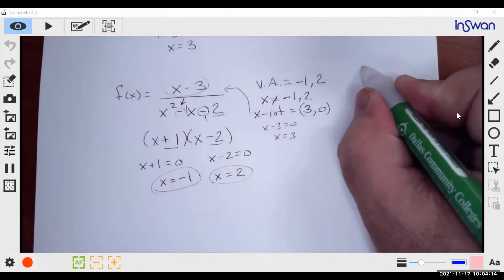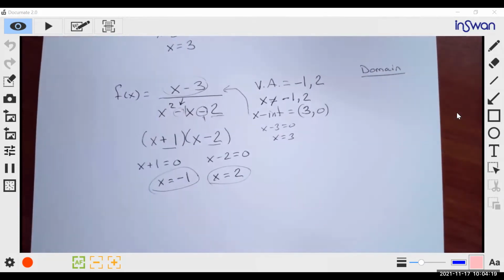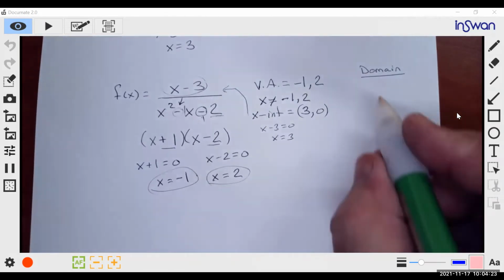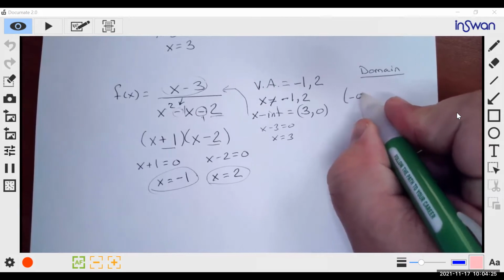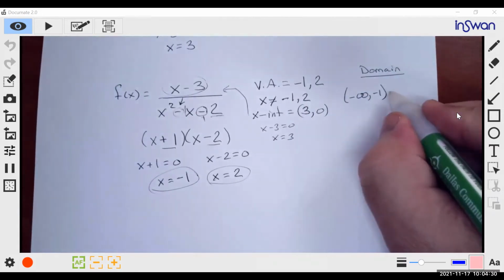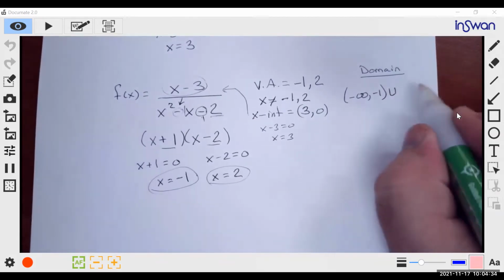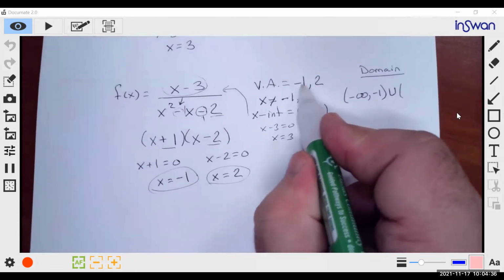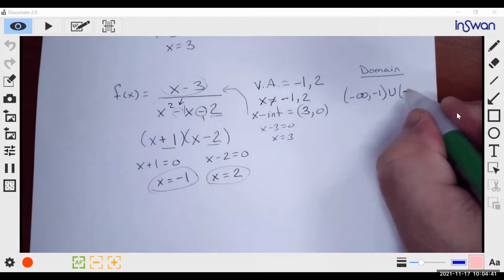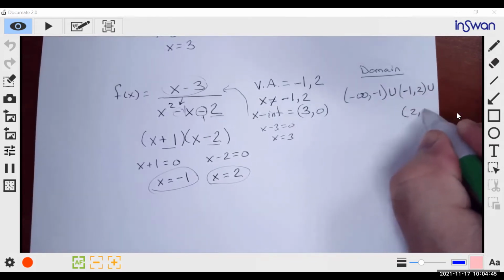So what's our domain? Very good. Negative infinity to -1. Nope, you're close. What about the numbers between -1 and 2? So from -1 to 2. And then from 2 to infinity.